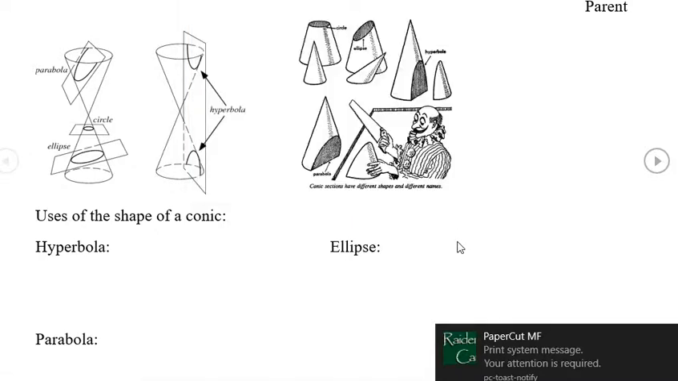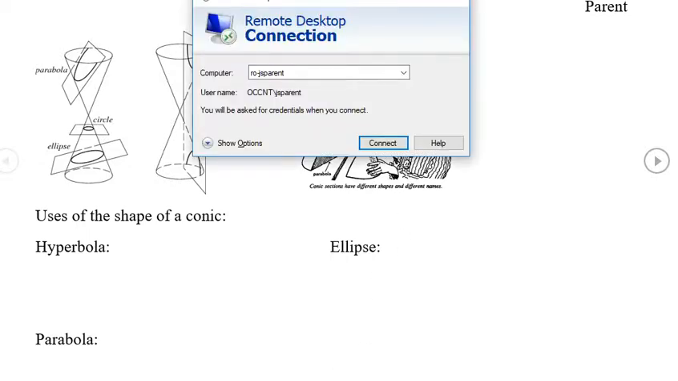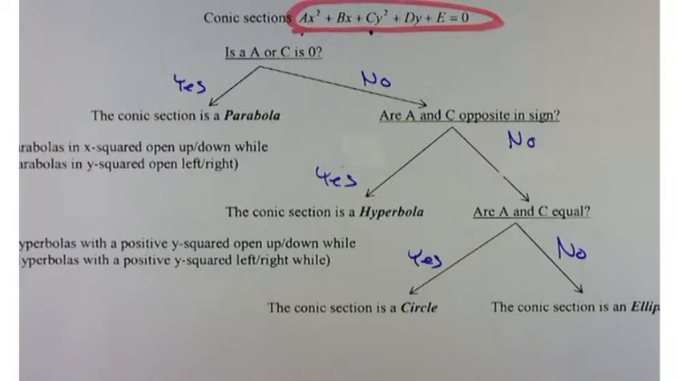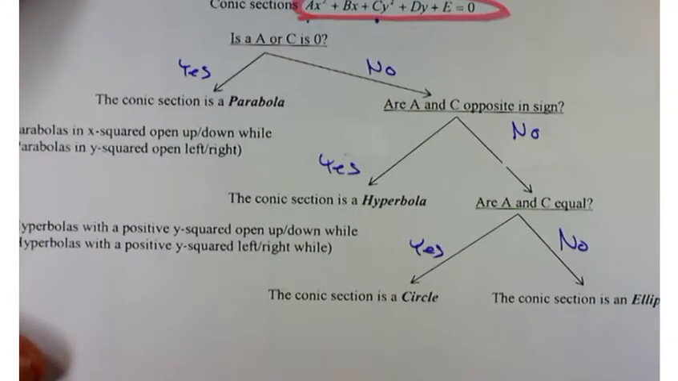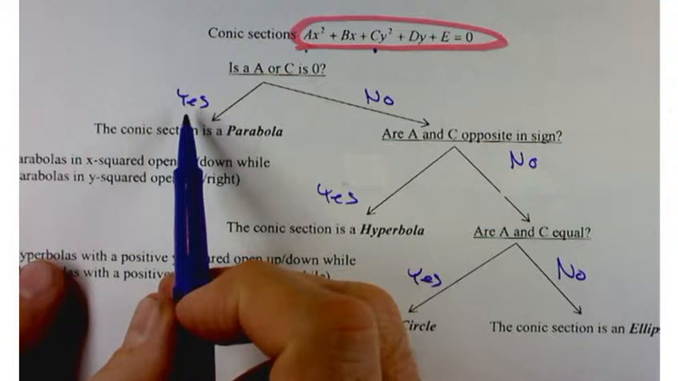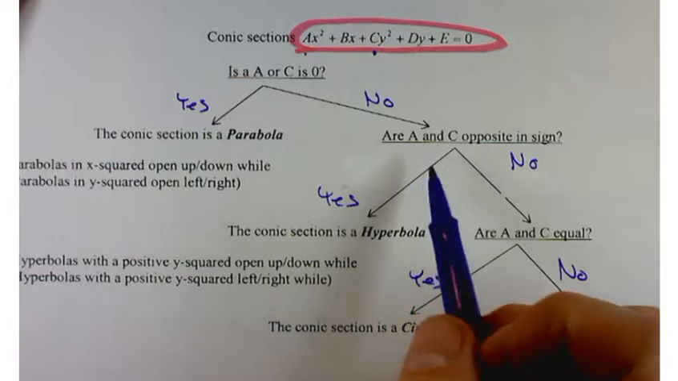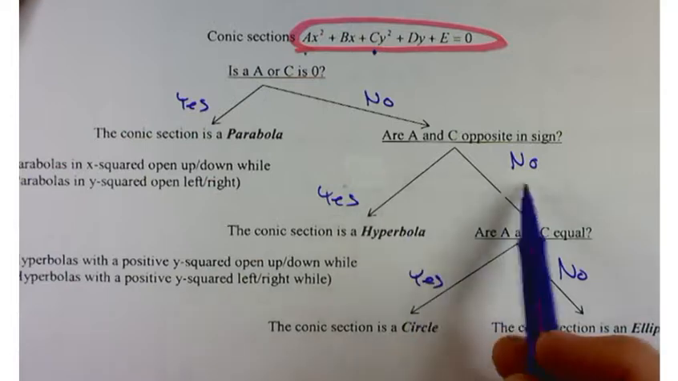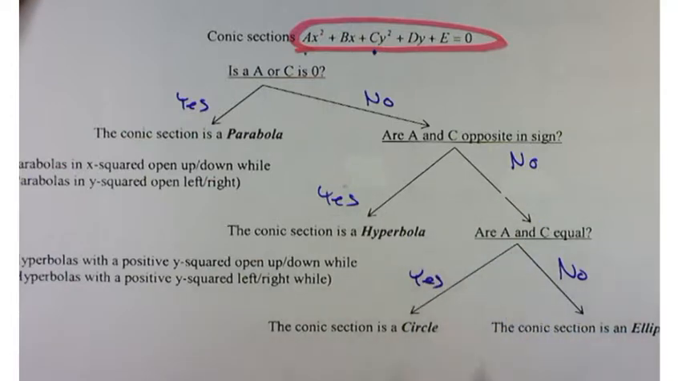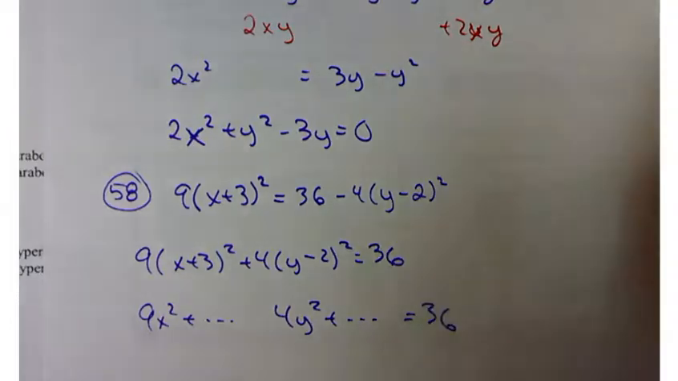All right, let's take a look at that last one and see what we can conclude. So coming back over here, we had a coefficient of 4 for the y squared term and 9 for the x squared term. So is A or C 0? No. Are A and C opposite in sign, I should say? No, they have the same sign. They're both positive. Are they equal? No. So again, it's an ellipse. So without graphing that, we can just look at that and know that it's an ellipse.